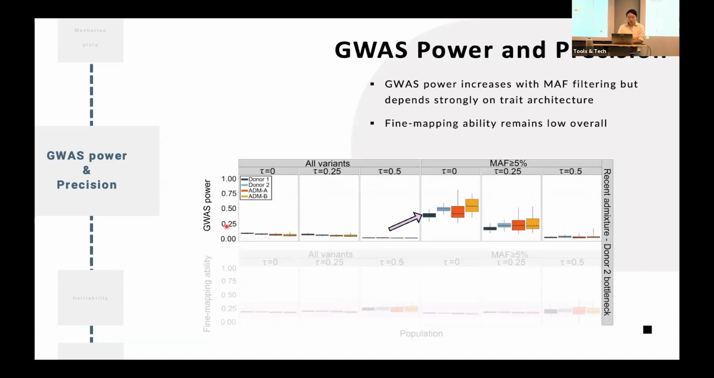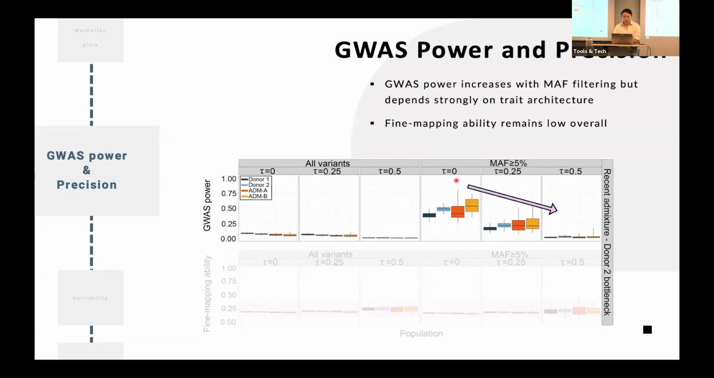Okay, as for the GWAS power, if we included all the rare and common variants in our GWAS design, as you can see, the power is very weak. It's very low, and this is because of the weak and noisy signals that the rare variants contribute here. So if we filter them out and just focus on the variants that have a minor allele frequency greater than or equal to 5%, that generally improves the detection power right away.